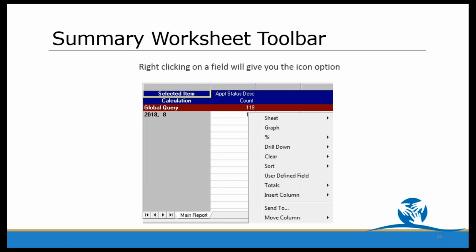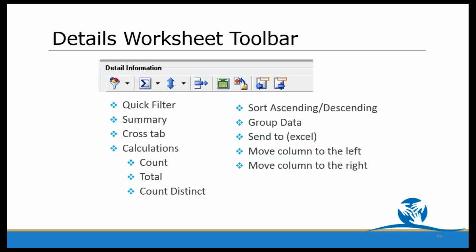So when you're in the summary, which again displays on the top, if you don't want to go to the icon itself, if I'm on a field, I can right click and I'm going to get all of that same information right here. My sheet, where it's going to allow me to delete a sheet or add a new sheet, my graph, my percentage, my drill down, clear, etc. So it's a preference from the user whether they want to use the icons or the right click option.